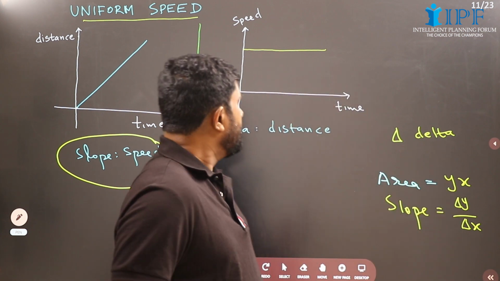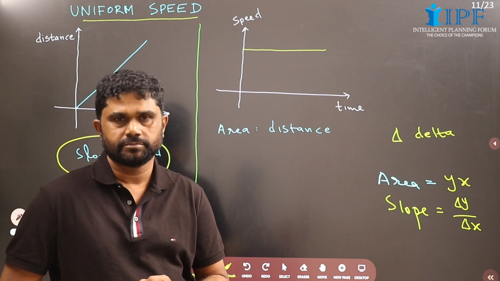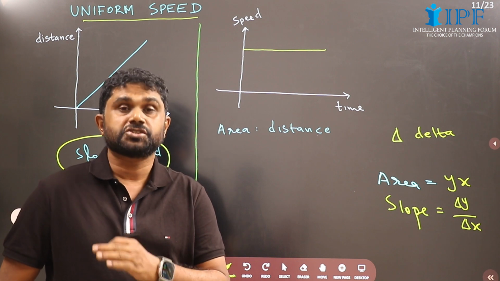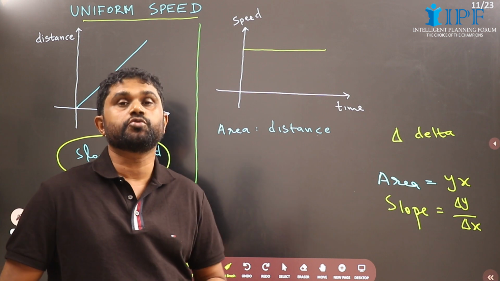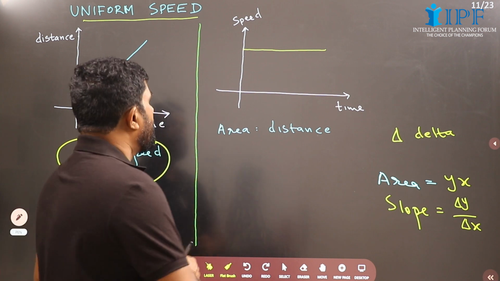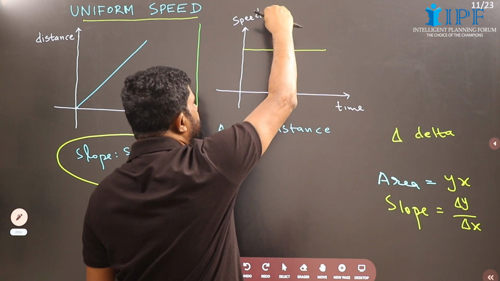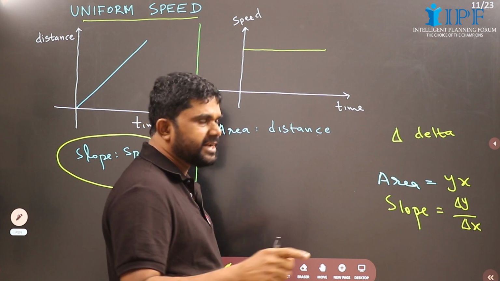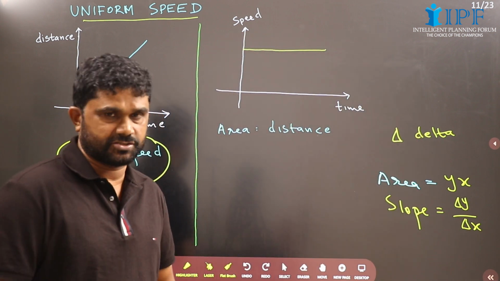Then here it is the speed-time graph. The body is moving with a constant speed. Speed remains constant. It is not increasing or decreasing. It remains constant throughout the time. See, if the graph goes up, speed is increasing with time. If it comes down, speed is decreasing with time. Here the speed is constant, so it must be a straight line parallel to the time axis.